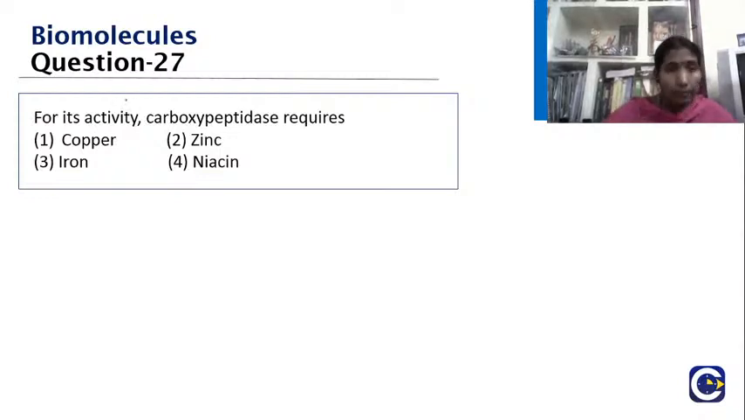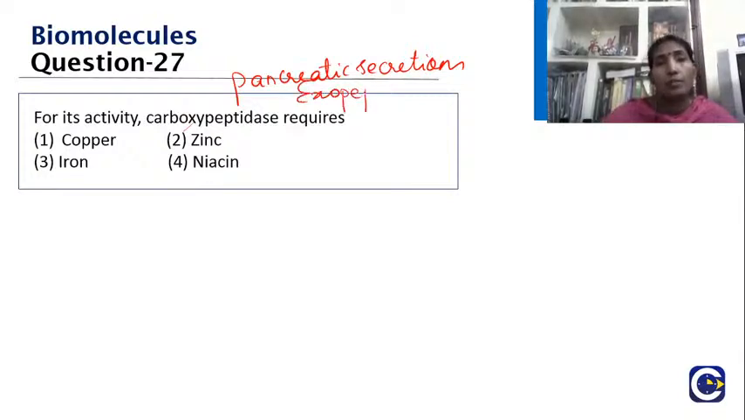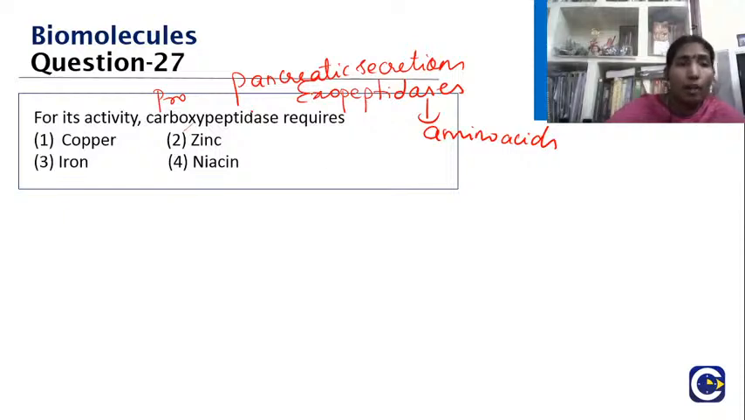Next, coming to this question: for its activity, carboxypeptidase. We have enzymes, right? Carboxypeptidase comes from the exocrine pancreatic secretion. We have heard about it, which will be activated by trypsin. It requires copper, zinc, iron and niacin. Carboxypeptidase is an exopeptidase, so it will cleave at the terminal ends and release the amino acids directly. That is the beauty of carboxypeptidase. Usually they are secreted as pro-carboxypeptidase and it is trypsin which makes it into the active form. So for its activity, what is the cofactor that is needed? So what is the answer, ma?